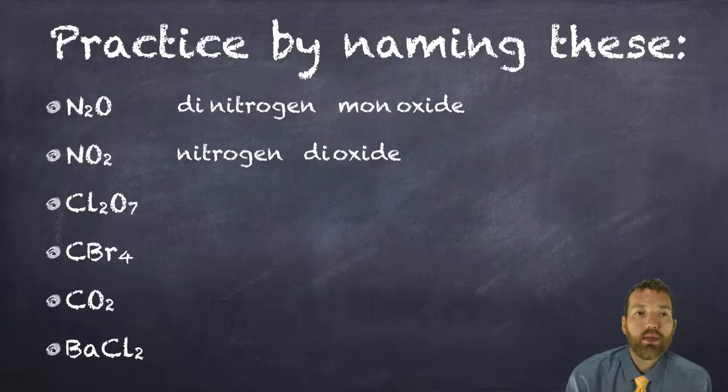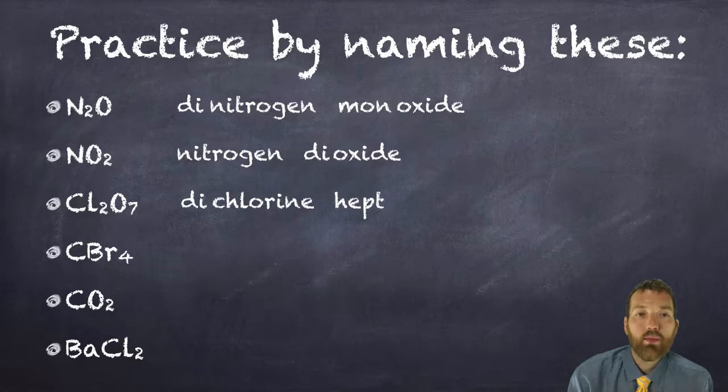Next, Cl2O7. So the prefix for 2 is di, Cl is chlorine. The prefix for 7 is hepta, but we're going to drop the a because the next element begins with a vowel, oxygen, and the second element you always write with an "ide" ending, so it would be heptoxide, dichlorine heptoxide.